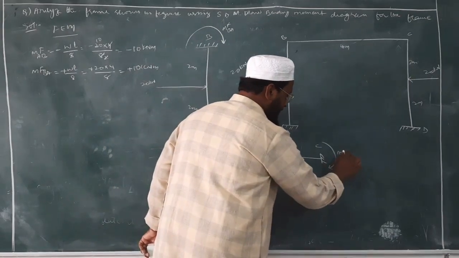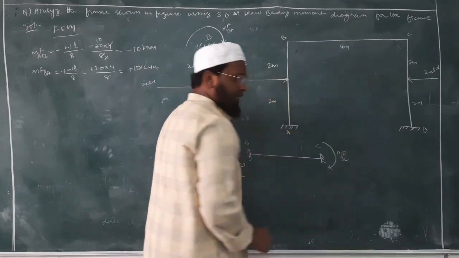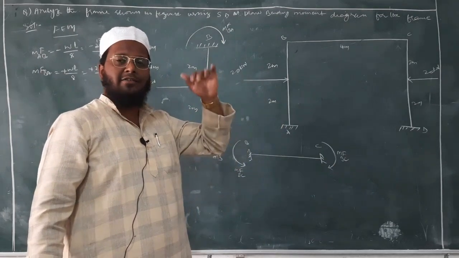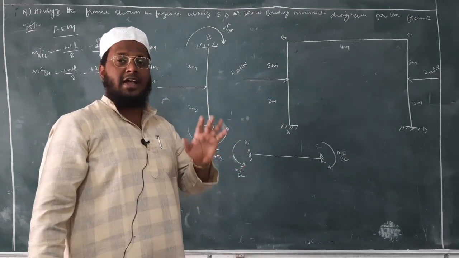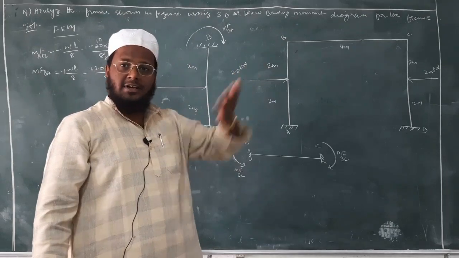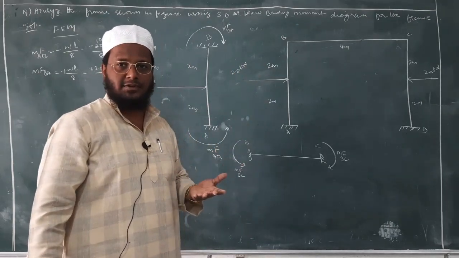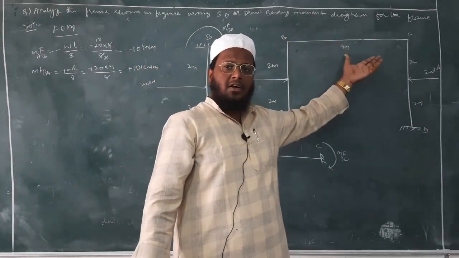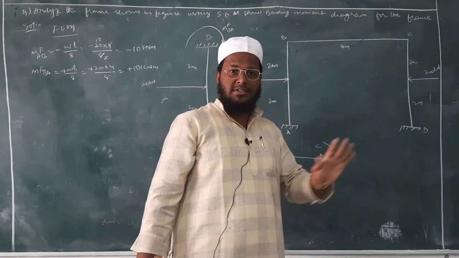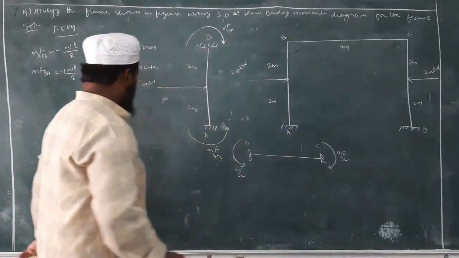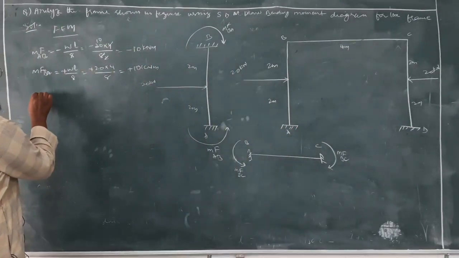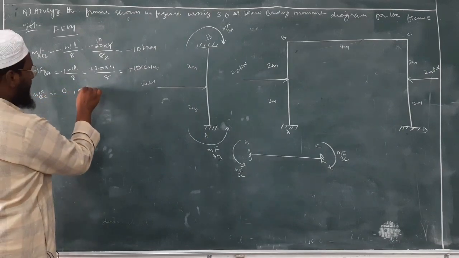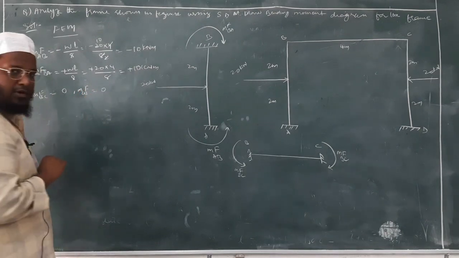We do not consider self-weight in analysis. In analysis part, we do not consider self-weight. In designing, we have to consider self-weight. We always, in analysis, consider the external forces. What are the external forces acting on the beam? Self-weight, all that internal weights we do not consider in analysis. Okay. So what will happen to this beam? MFBC is equal to 0 and MFCB is equal to 0.